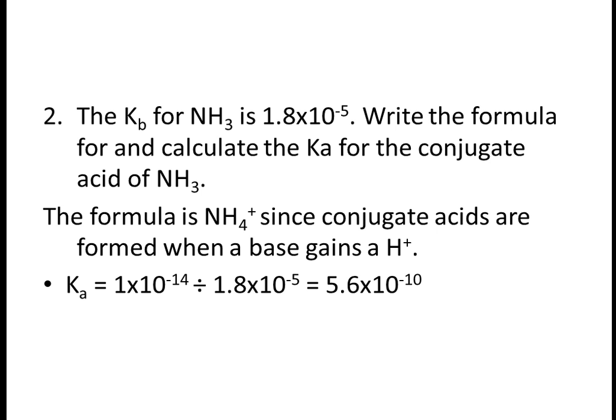Number 2, the Kb for NH3 is 1.8 times 10 to the negative 5. Write the formula for and calculate the Ka for the conjugate acid of NH3. The formula is NH4 plus, since conjugate acids are formed when a base gains H plus. And so you get Ka is equal to 1 times 10 to the negative 14 divided by 1.8 times 10 to the negative 5, which is equal to 5.6 times 10 to the negative 10.